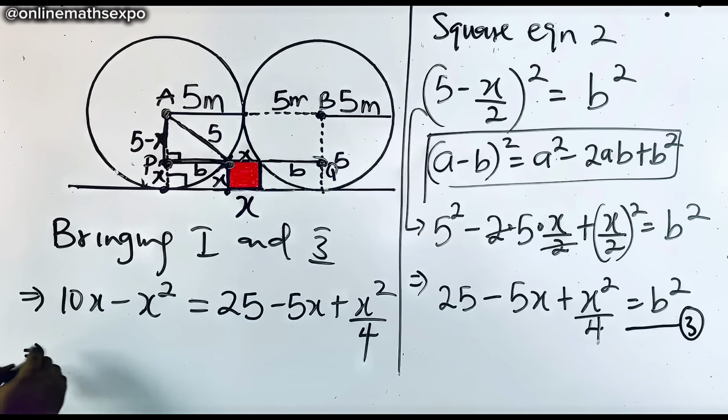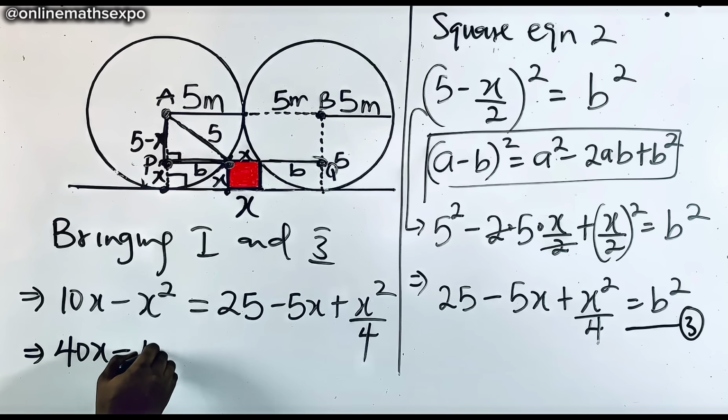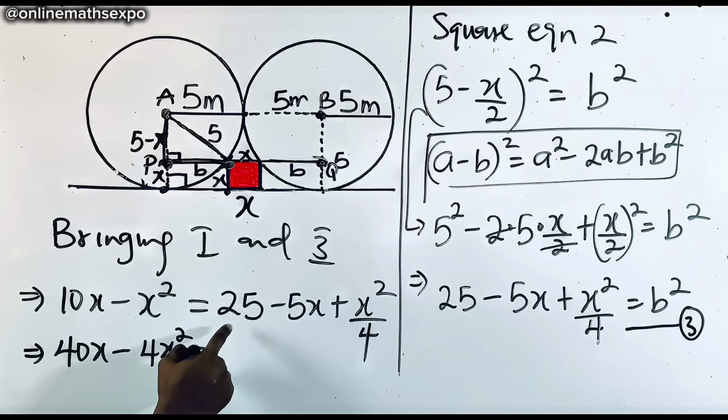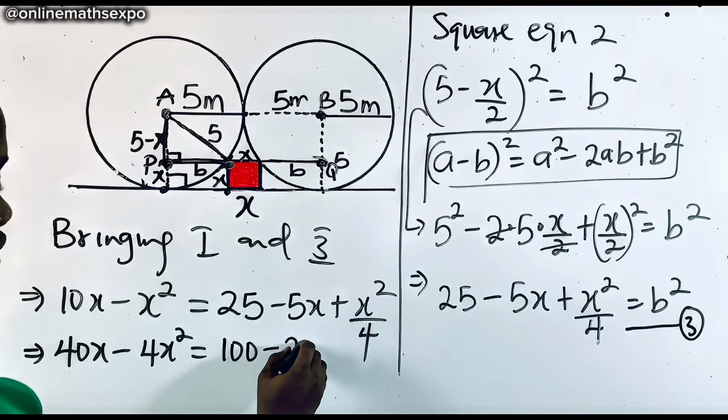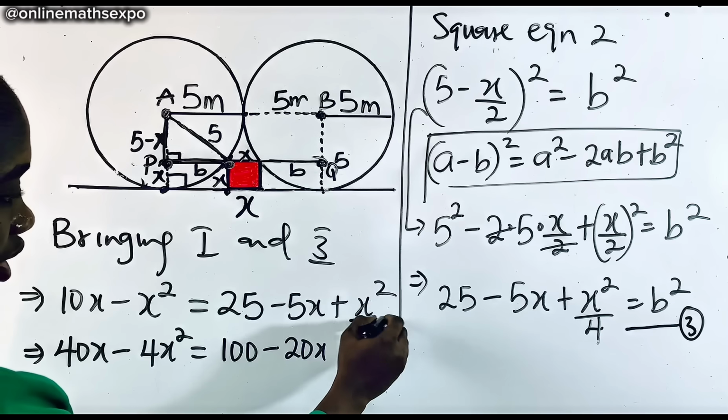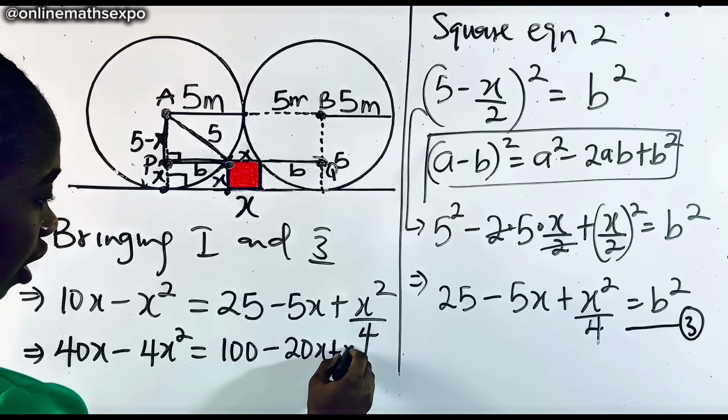So we do that. Multiplying this by 4 gives you 40x. Multiplying this gives you 4x squared. Multiplying by 4 here gives you 100. Multiplying this gives you 20x. Then multiplying this by 4 gives you x squared.